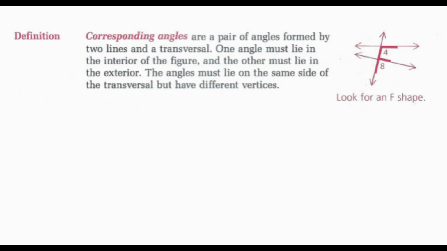And then corresponding angles are angles that lie on the interior of the figure and the exterior angle of the figure. So one will lie on the inside, one will lie on the outside. The angles must lie on the same side of the transversal, but they have different vertices. Essentially, they're angles that are in matching corners.